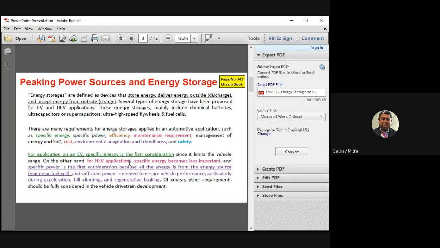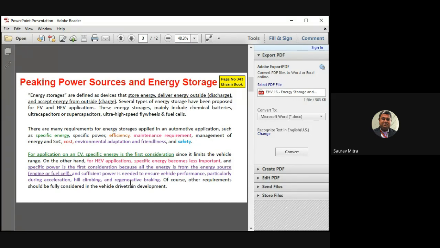On the other hand, for HEV application, specific energy becomes less important, and specific power is the first consideration, because all the energy is from the energy source and engine or fuel cell. So for HEV, specific power should be high. For EV, specific energy should be high. Sufficient power is needed to ensure vehicle performance, particularly during acceleration, hill climbing, regenerative braking, etc. Specific energy means what can be the longest range of the vehicle, irrespective of its performance.